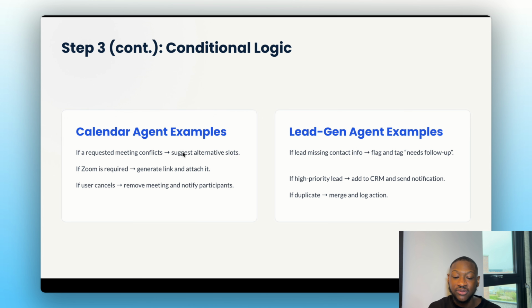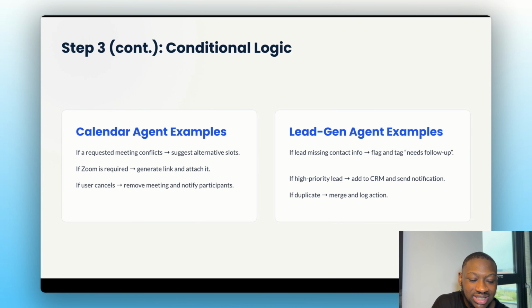Another example could be: if Zoom is required, it generates a link and attaches it. So you see, we're pushing it in that direction. Another one could be: if a user cancels, it removes the user from that meeting and notifies participants. So you see, we're pushing it in a direction.